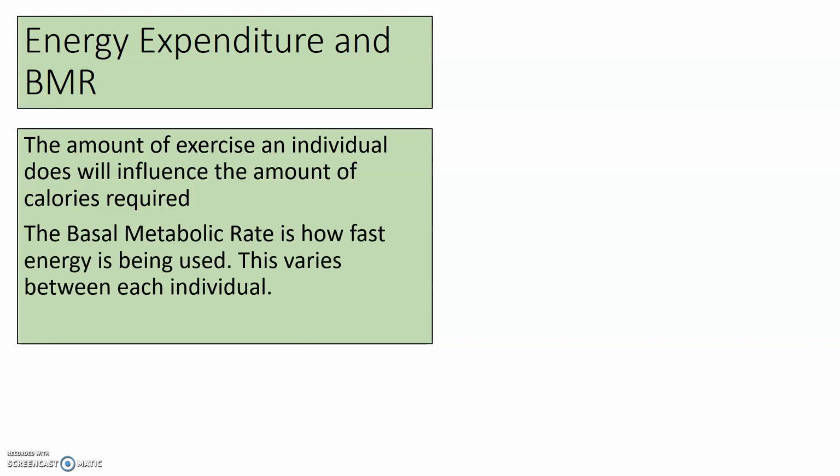And ultimately, it's the same in terms of this basal metabolic rate. So when we talk about a metabolic rate, this is how quickly our body is able to burn that energy. And this will vary from person to person. Some people have a slow metabolic rate, so they're not able to burn off energy that quickly, whereas other people have a quick, fast, or higher metabolic rate, which ultimately means that they can burn off energy quicker.